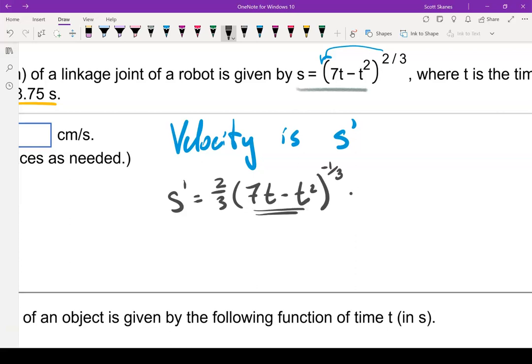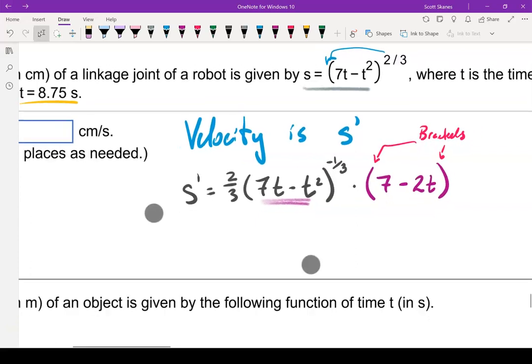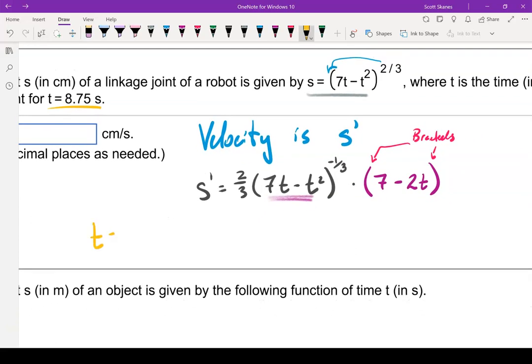And now the derivative of the inside. Just be careful here. The derivative is going to give us 2 terms. If you get the derivative of this, it actually is 2 pieces, 7 and minus 2t. So make sure you use brackets when you have 2 or more terms to multiply. But that's basically it. There's nothing to expand here. The question said it wanted this velocity when time is 8.75, so that's what I'll do.